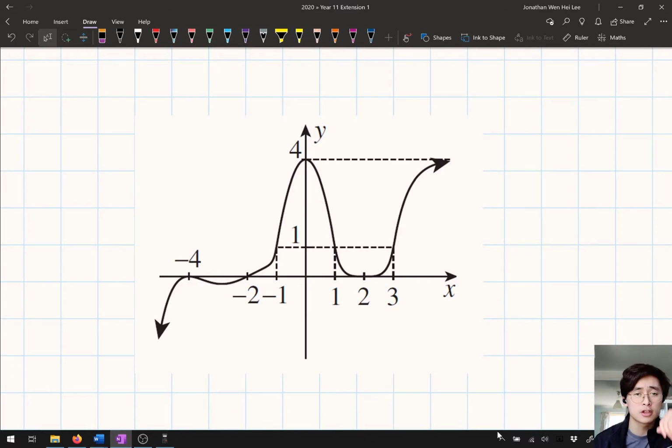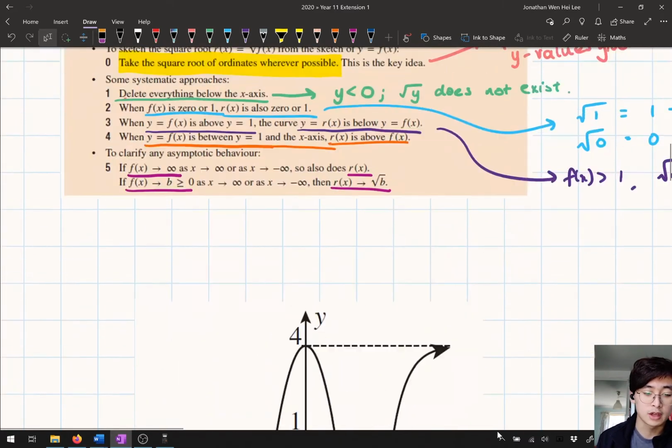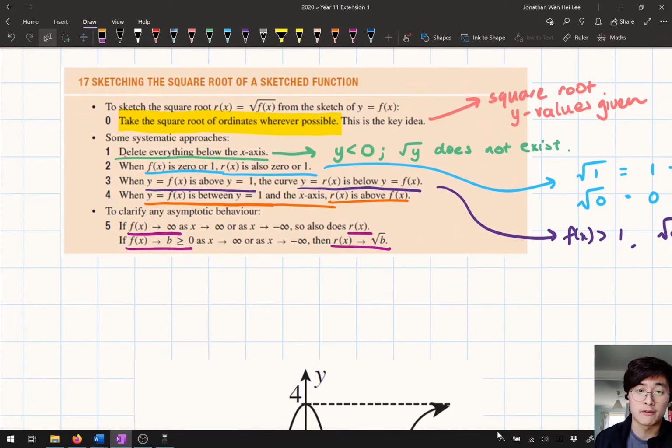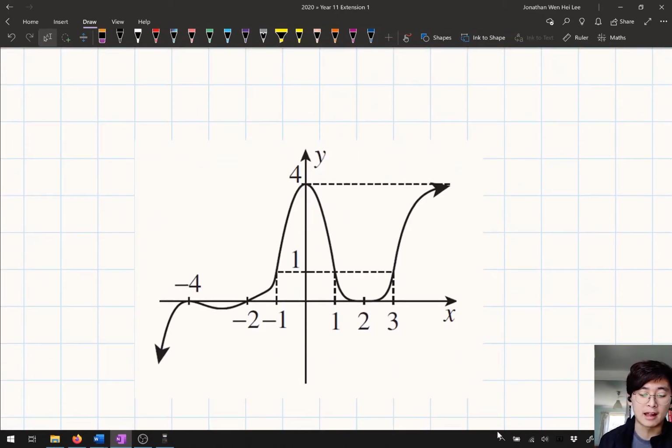The first thing that we wanted to notice, so step 0, was take the square root of ordinates wherever possible. So let's have a look at the y values that we see in this graph. There's only one y value that I can notice here, which is up here, y is equal to 4. So I need to take the square root of that. Square root of 4 will give me 2. So when x is equal to 0, I'm going to have a y-intercept at 2 instead of 4.